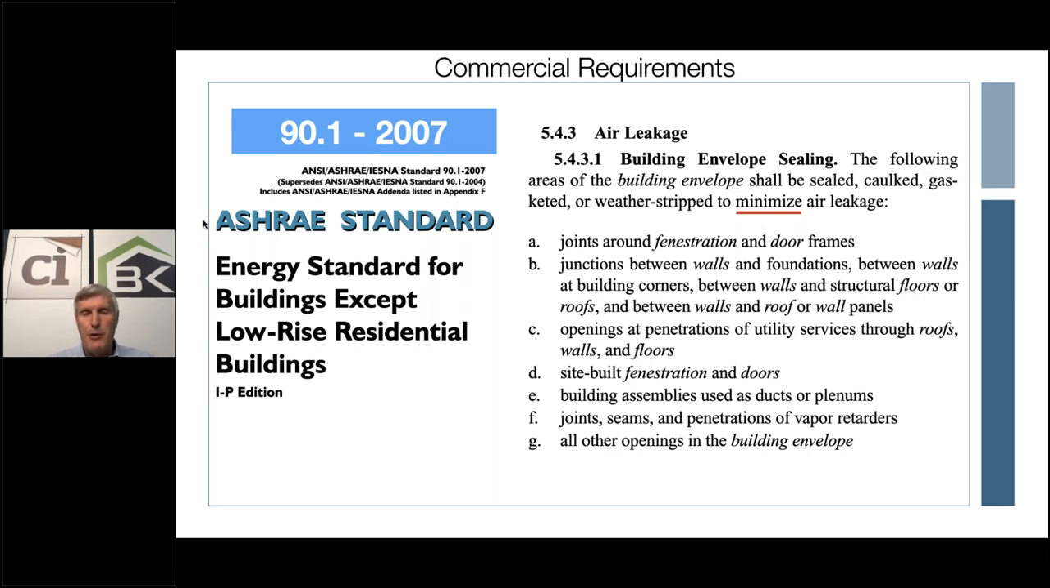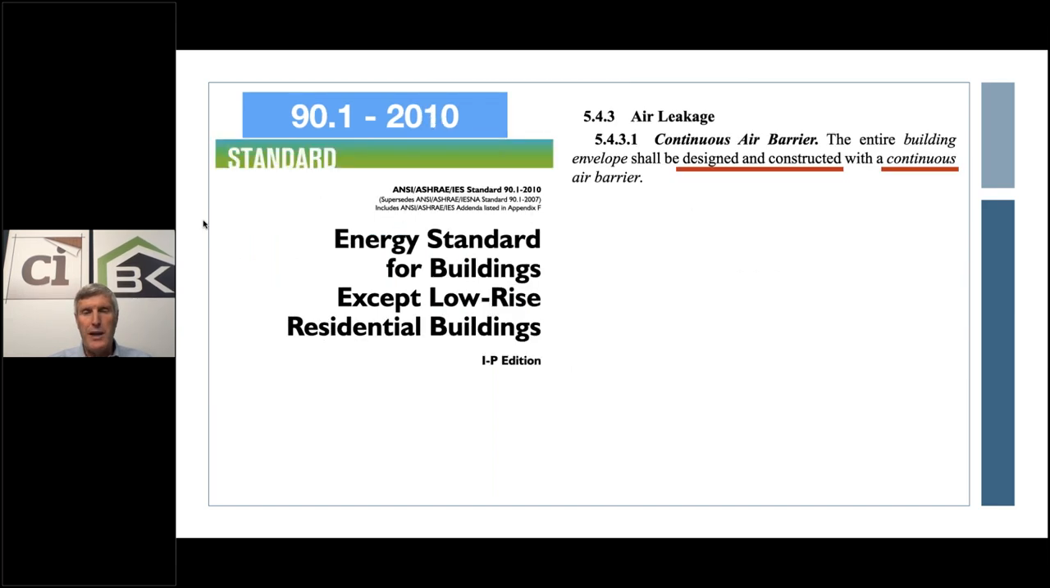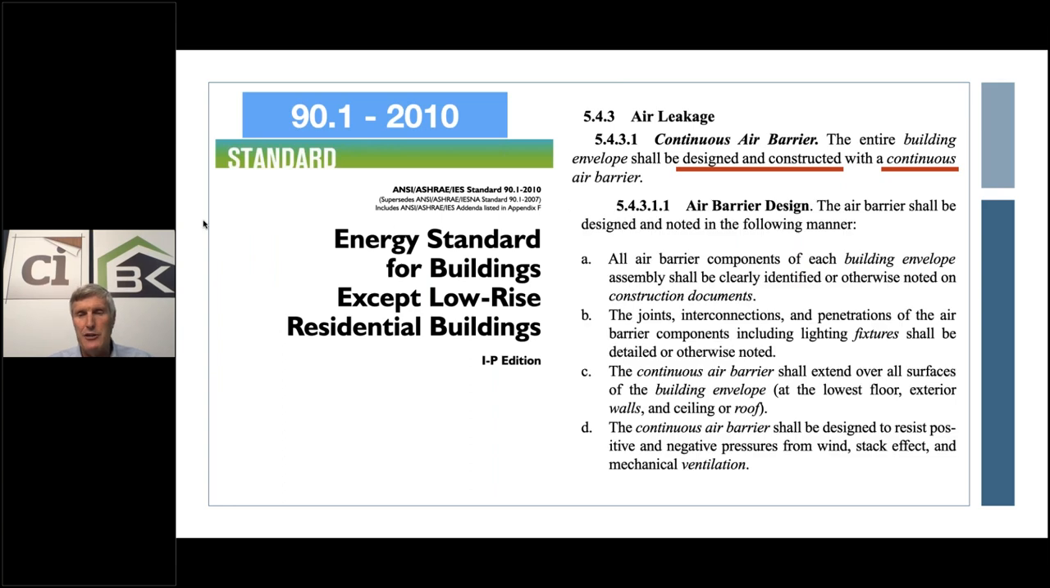For those on this call that are more commercial based, you need to understand this. The ASHRAE 90.1, which most states now adopt or reference, in 2007 used the phrase minimize air leakage. But in 2010, it was changed to designed and constructed to be continuous in air tightness. So if you've adopted 2010 in your market area, you have a new duty, architects, builders, to make sure that the building is designed and constructed to have continuous air barriers. So it's a code requirement. It's a customer expectation. It's a durability risk, and it's a code requirement to make houses tight.